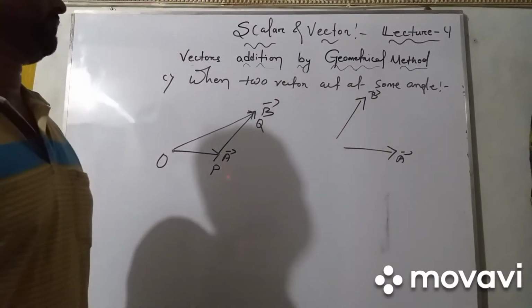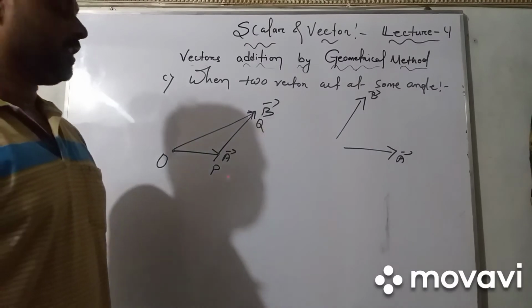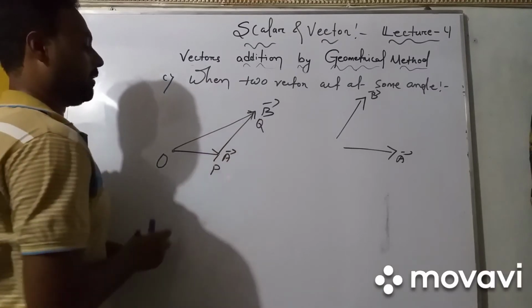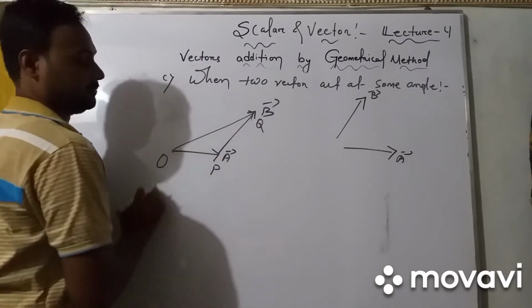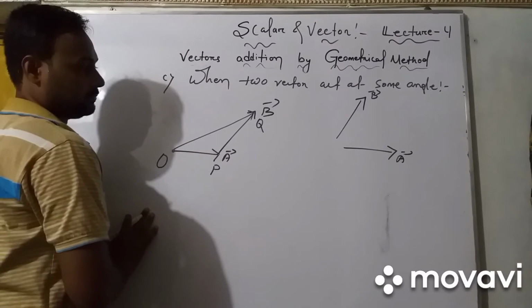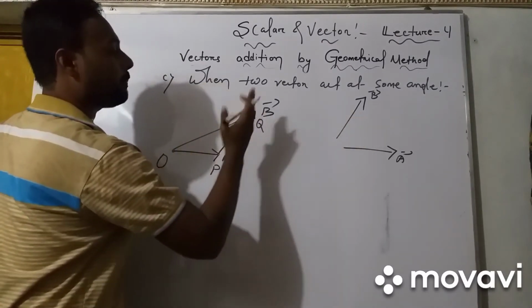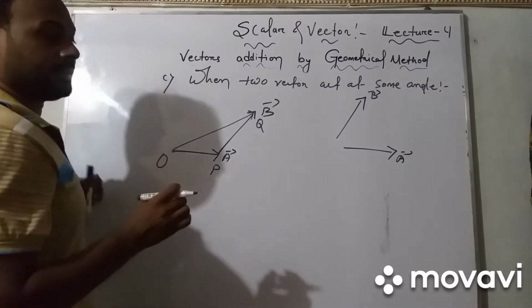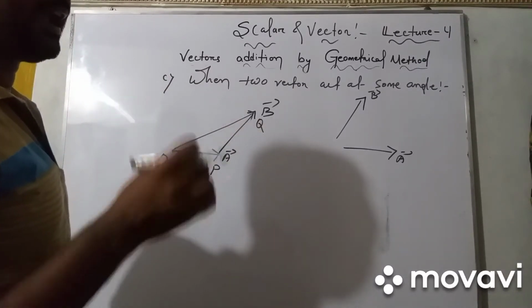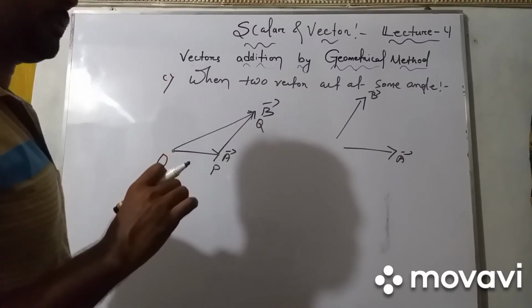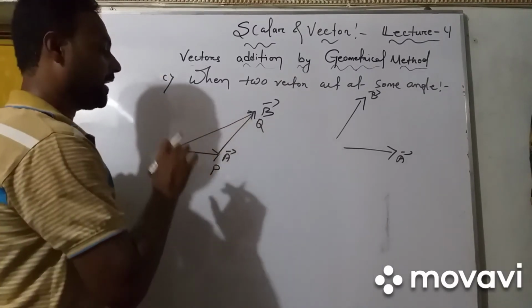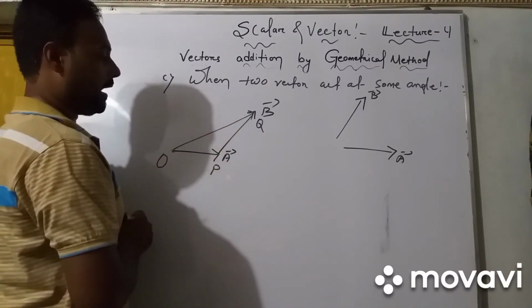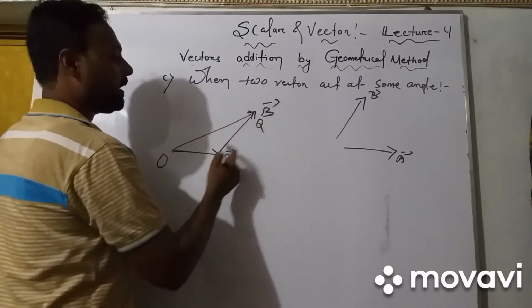If we assume A vector is acting along the OP direction, and the B vector becomes shifted parallelly, and that B vector coincides with the head of the A vector, their tail points. Clear? And that B vector is acting along the PQ direction.